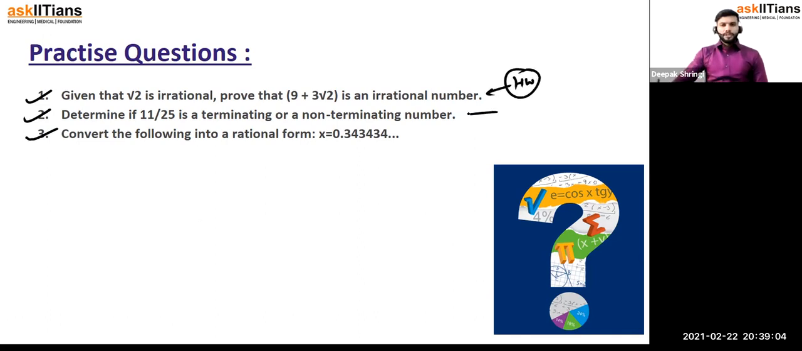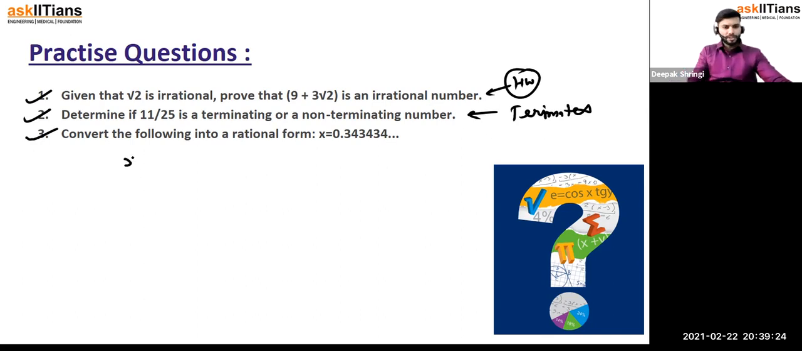This one is whether 11 by 25 is a terminating or a non-terminating number. Definitely in the denominator, it's 5 into 5, right? And if it is 2 and 5 only in the denominator, it terminates. So yes, it is going to terminate.